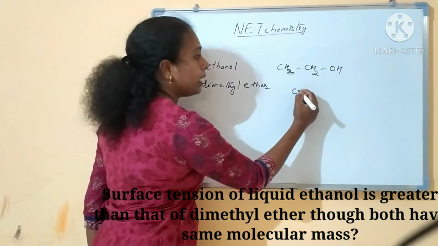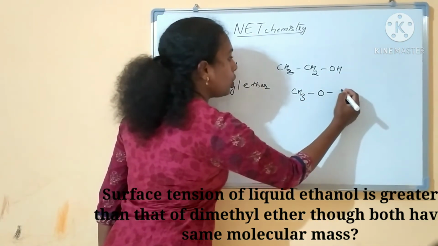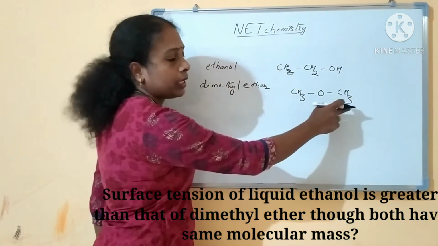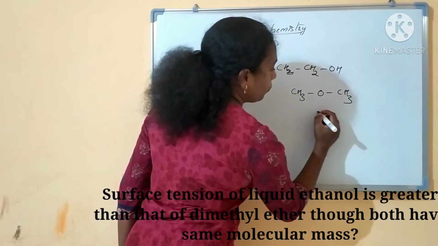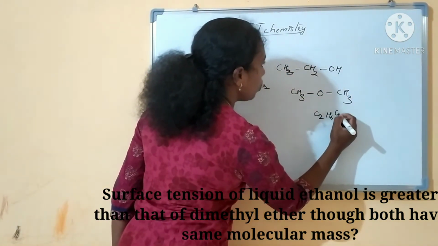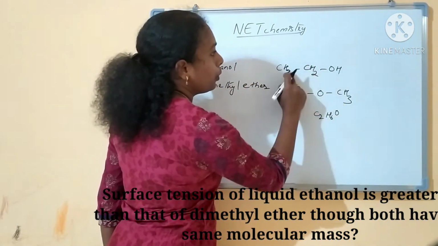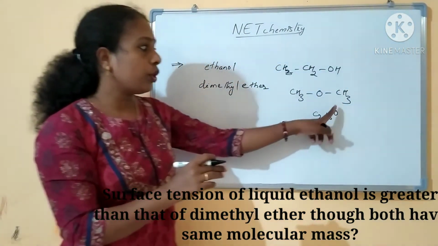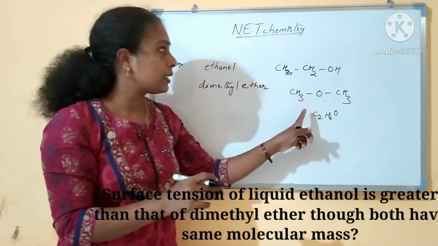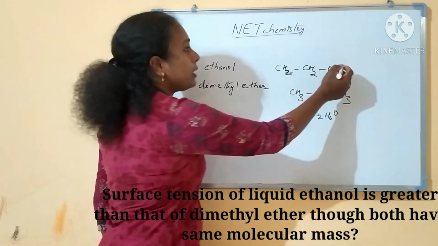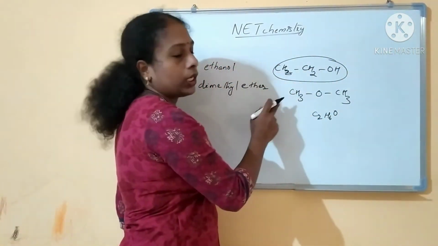What is dimethyl ether now? CH3OCH3, right? The molecular mass is the same, C2H6O, right? This is the molecular formula, C2H6O, but both have different surface tension. This one has more surface tension. Why? What is the reason?